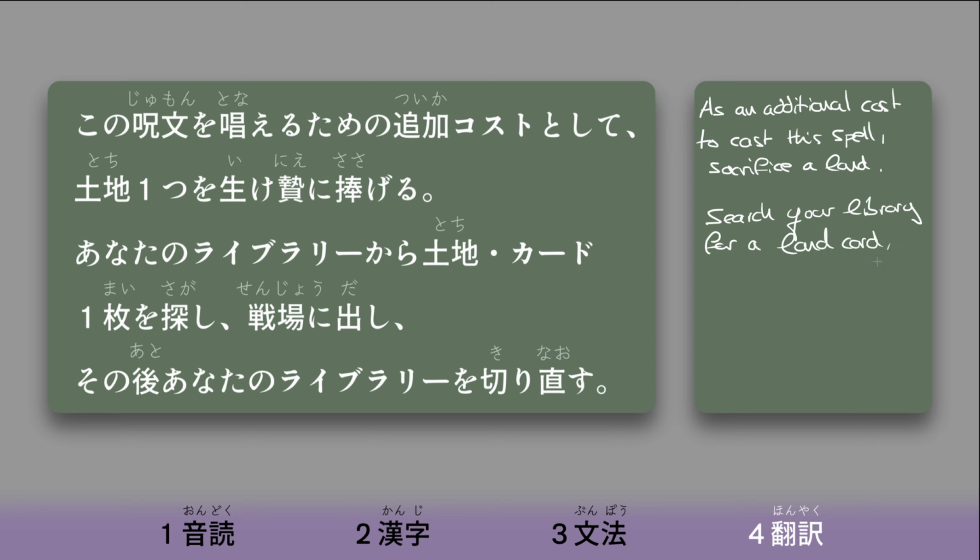After this, we have senjō ni dashi. Senjō is a battlefield, and that's where a lot of the interactions take place in Magic the Gathering. That's where creatures and other things that each player controls exist. Senjō ni dasu is to put or place onto the battlefield. The thing that we are putting or placing on the battlefield is the card that we have just searched for.